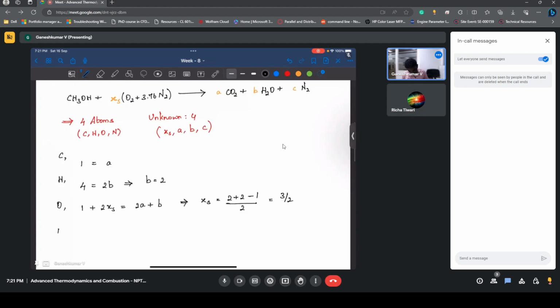And now we have nitrogen. For nitrogen, what do we have? Nitrogen is present only in the air. So basically we have 3.76 moles of nitrogen, actually 3.76 moles times X, right? That is equal to 2 times C. Which is coming out to be, C is going to be, this is nothing but 3 by 2. So C would be 3.76 into 3 by 2.